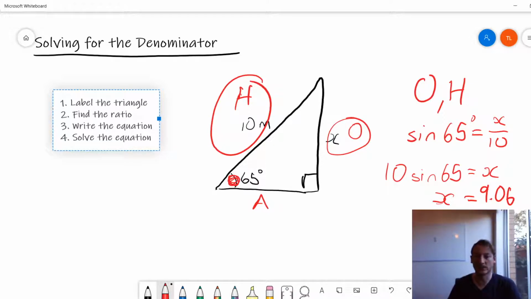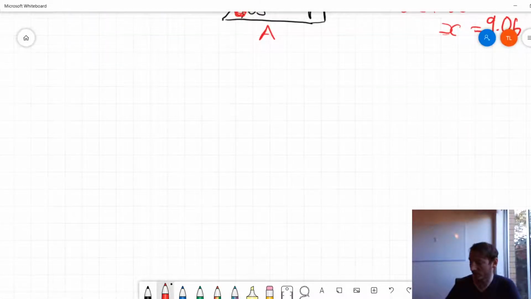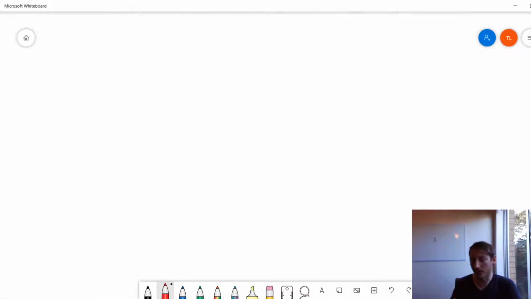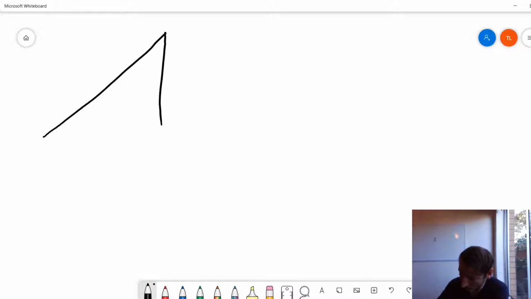So that's what we've done previously. Now we're going to solve if it's the denominator that we don't know. So you can see here, that was our unknown. That's the numerator. This next question, we're going to be solving for the denominator. And it's really not that different. Just that step of solving the equation right at the end is going to work out differently. So let's consider, nice and easy, this triangle.